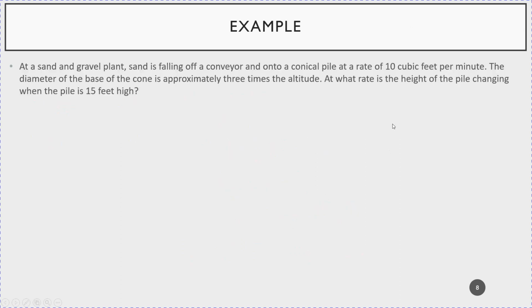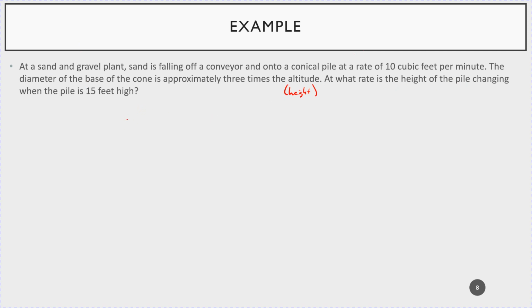And here's the problem. At a sand and gravel plant, sand is falling off a conveyor and onto a conical pile at a rate of 10 cubic feet per minute. The diameter of the base of the cone is approximately 3 times the altitude, and that's the height. So altitude is the same thing as height. At what rate is the height of the pile changing when the pile is 15 feet high?